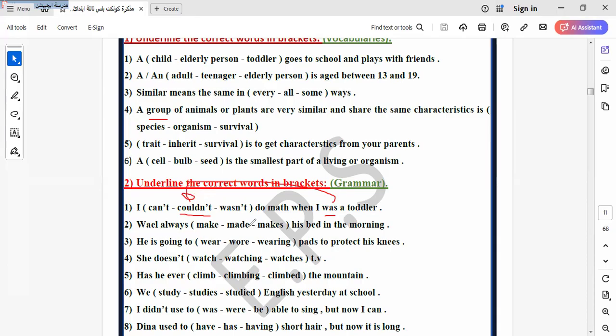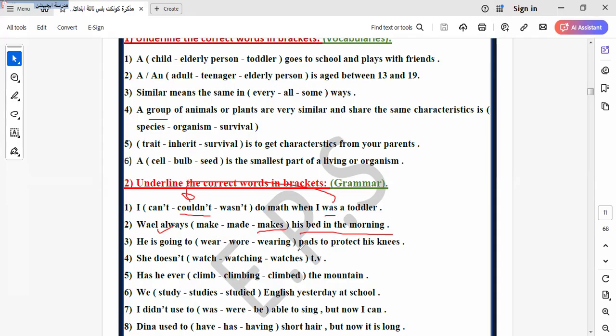Where always the space in bed in the morning. Always what? Always makes. Why? Because here we have always, and always is a key word of the present simple tense. So the present simple tense, as we know.